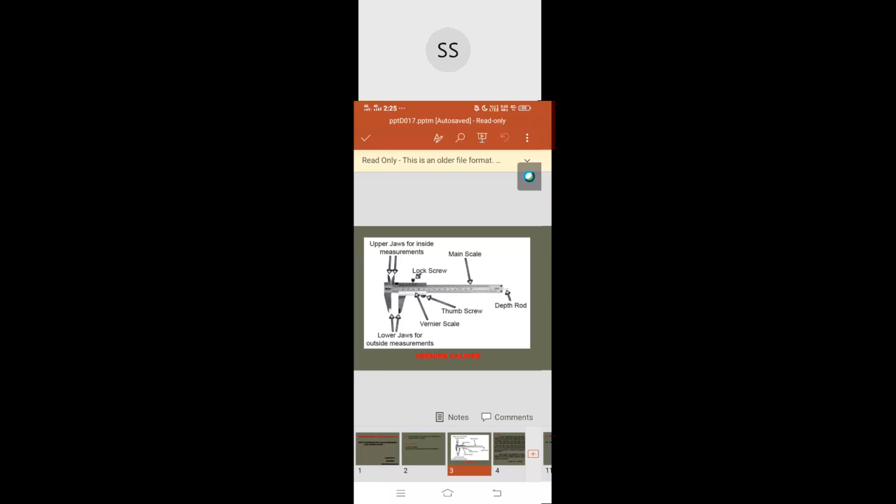There is a depth rod which is used to measure the depth of the object, and a screw which is used to fix the Vernier scale at the desired position. By using this Vernier caliper, we can observe the readings and tabulate them in the table. After tabulating the readings, we have to find the least count. What is least count? Least count is the difference between one main scale division and one Vernier division.